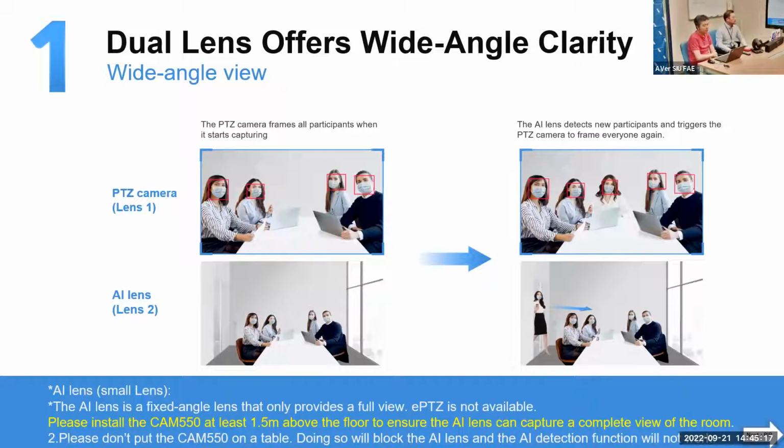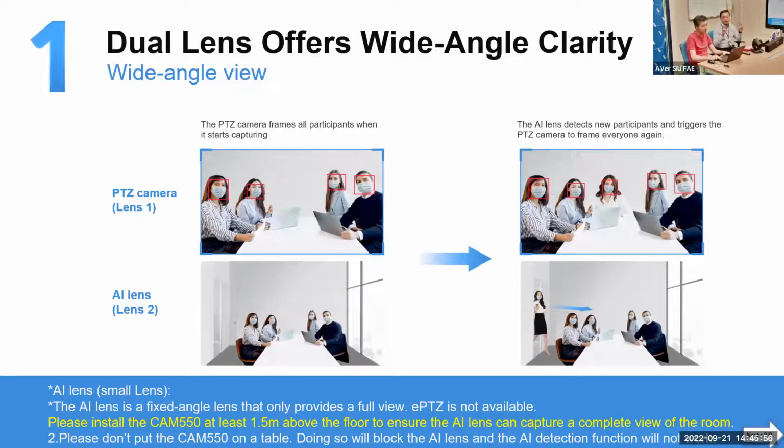Okay. And then if you need to install the CAM550, please install it at least 1.5 meters above the floor to ensure the AI lens can capture a complete view of the room. Which means you cannot just sit it on the table. You have the limitation of the height. Because if we put the CAM550 on the table, the AI lens will not work, because it just covers the table, not all participants.